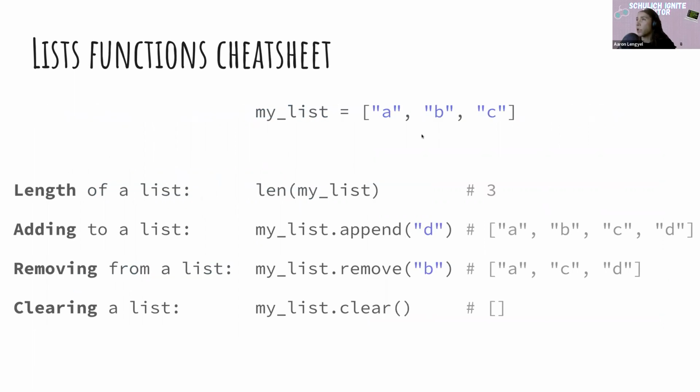And here's a quick cheat sheet. We can get the length of a list using the length function. We can also add to a list using the append method. So we have A, B, C, and we can add D to the end. After we added D, we can also use remove to take out B. And we can also completely clear the list. These are 4 really good things to have in the back of your mind, because they come in handy when programming.